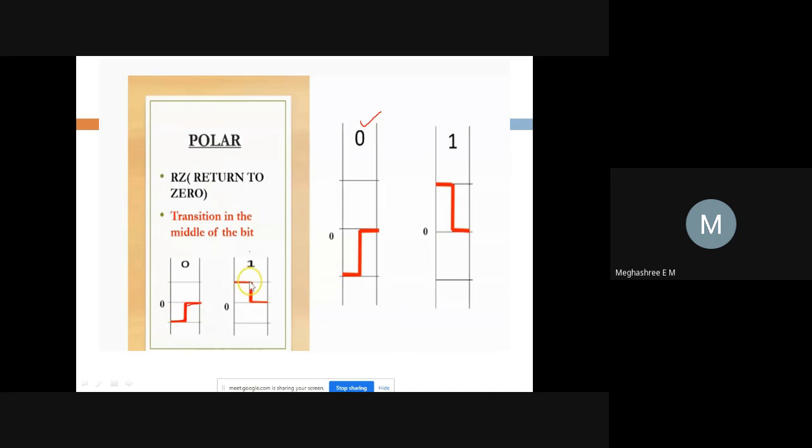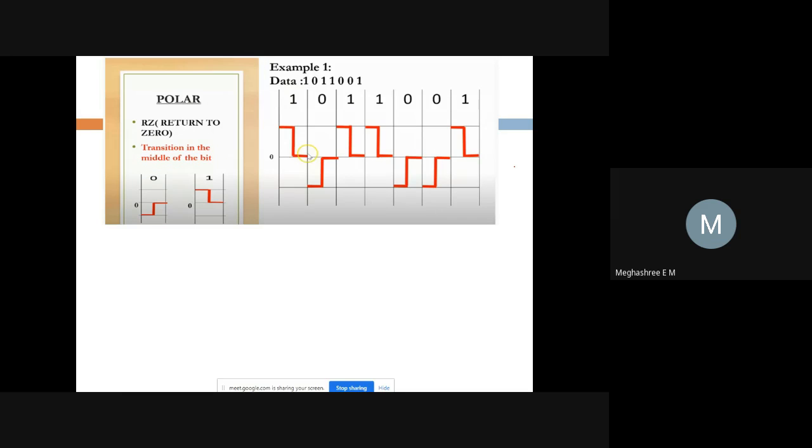So when there is a data bit 1, how to write the digital signal for that? For that, you start from the positive side and make a transition in the middle of the bit. That represents 1. When there is 0, you write the other way of writing Z, and when there is 1, you write the actual Z. 0 starts from the negative side, 1 starts from the positive side. You have to remember this. Then drawing a digital signal for the given data is very easy.